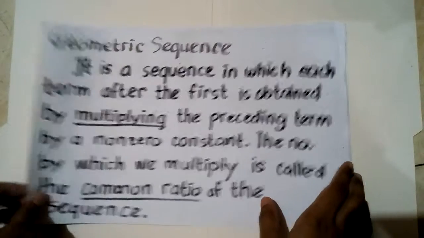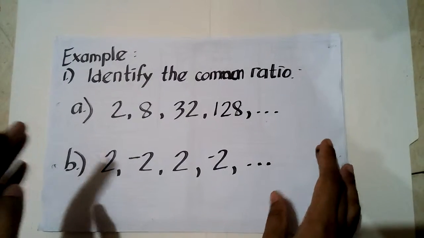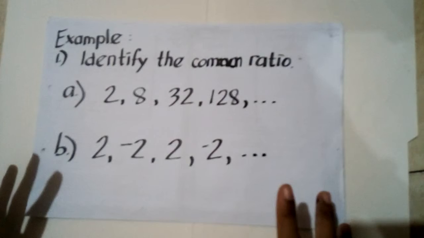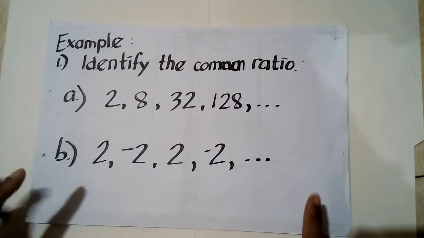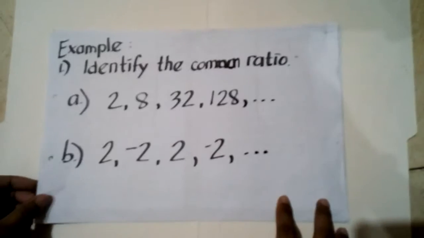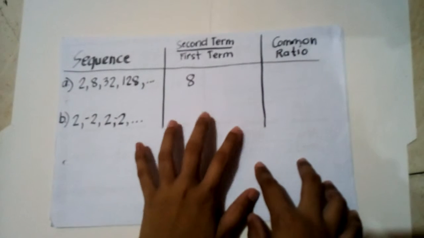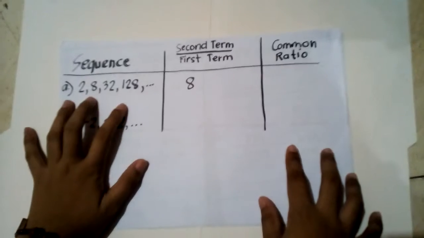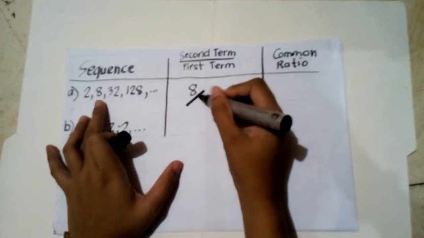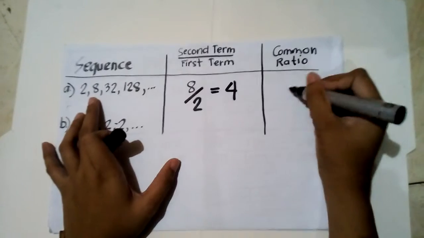So let's have an example. We are given a geometric sequence and we are to identify its common ratio. To obtain the common ratio, we divide any term by its predecessor. In this case, we will divide the second term by the first term. In the first sequence, we will divide the second term, which is 8, by the first term, which is 2. And the answer is 4. So our common ratio is 4.